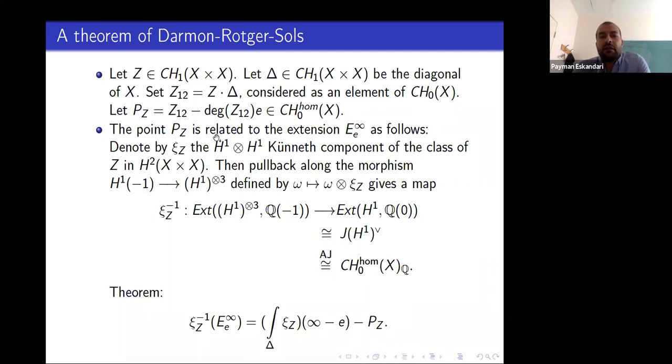Now, this point is related to this extension as follows. Let CZ be the H1 tensor H1 Künneth component of the class of Z. Tensoring with CZ, which is a Hodge class, is going to give us a map from twisted H1 to H1 tensor Q. Pulling back along that gives a map, which I'm going to denote by CZ inverse, going from extensions of H1 tensor Q by Q(1) to extensions of H1(-1) by Q(1), but then tensor everything with Q(1) to make it extensions of H1 by Q(0).